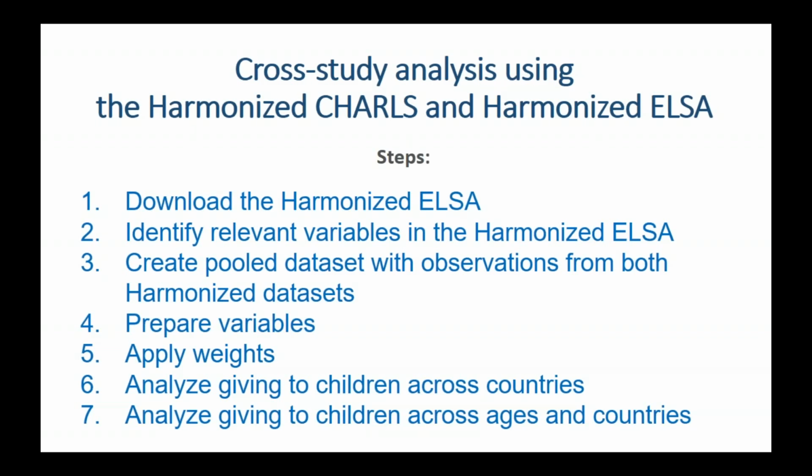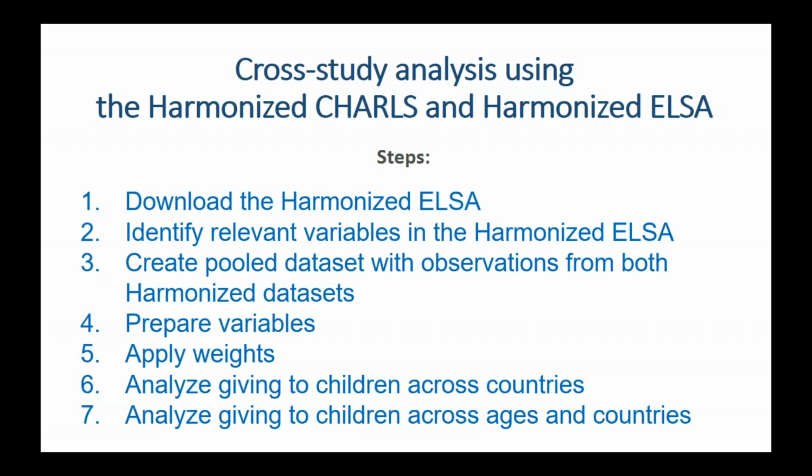So we're going to be using the Harmonized CHARLS, which we already have. We're also going to be using the Harmonized ELSA. We already have the Harmonized CHARLS, and we know what variables to use there, right? So we're going to focus here on ELSA. We're going to download the Harmonized ELSA, identify relevant variables in the Harmonized ELSA, and create a pooled data set. This is sometimes called a stacked data set, with observations from both harmonized data sets.